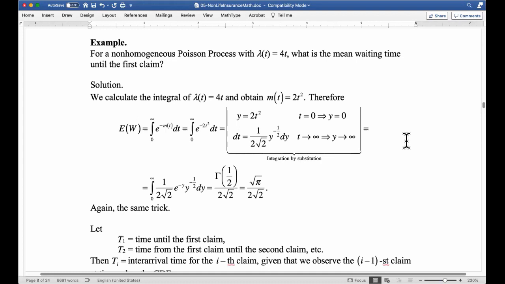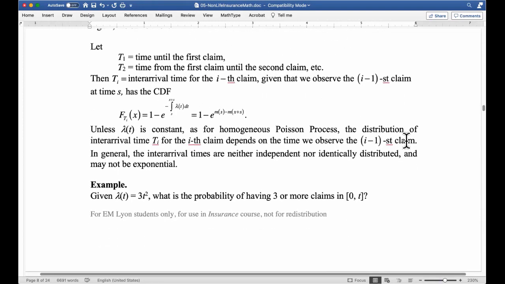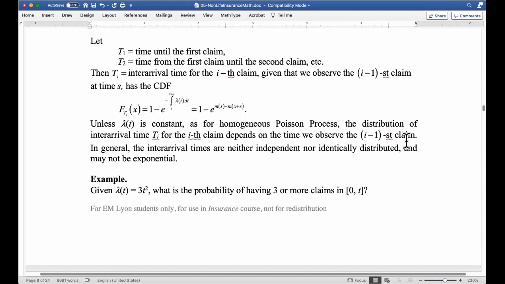All right. So we do the substitution. When t goes to 0, y goes to 0. When t goes to infinity, y goes to infinity. So this becomes the integral from 0 to infinity, 1 over 2 square roots of 2, e to the minus y, y to the negative 1/2 dy. That's equal to gamma of 1/2 divided by 2 square roots of 2. And guess what? Gamma of 1/2 is equal to square root of pi. Again, the same trick. But you have to know the values of the gamma function, so it's not going to be on your test.